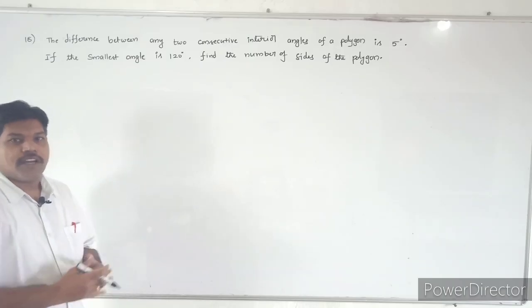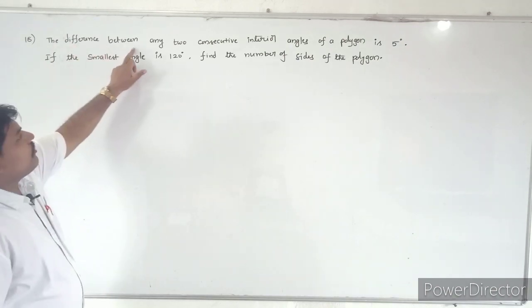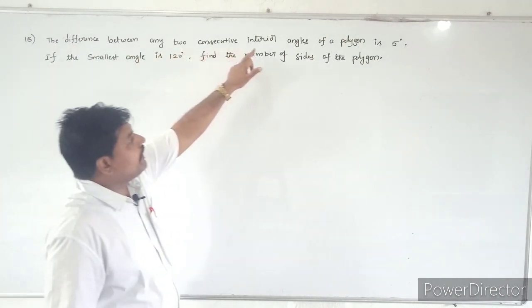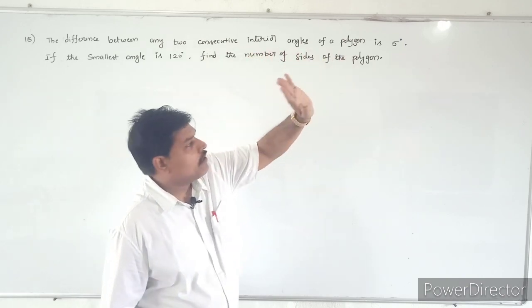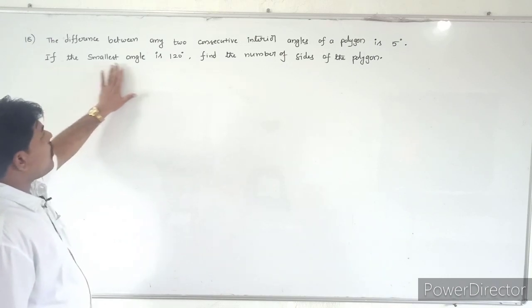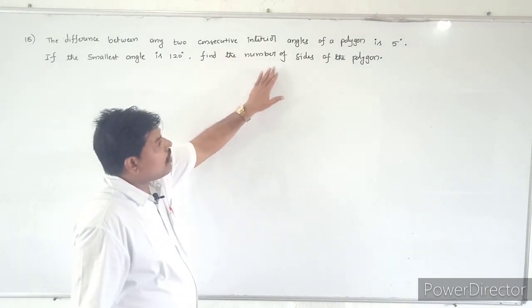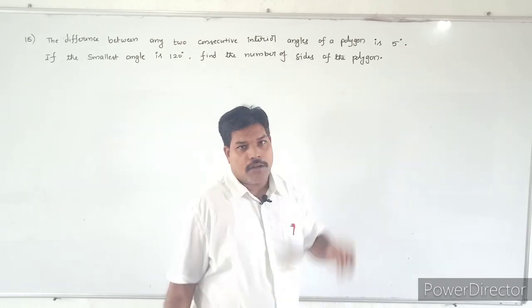See students, see the question number 18. The difference between any two consecutive interior angles of a polygon is 5 degrees. If the smallest angle is 120 degrees, find the number of sides of the polygon.